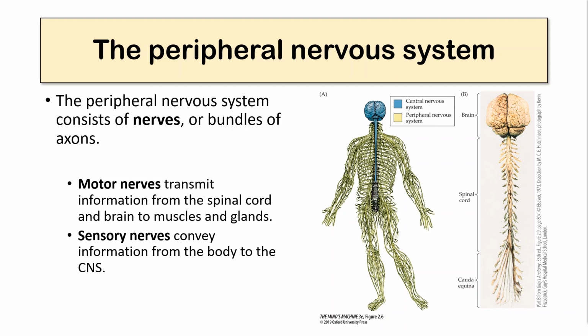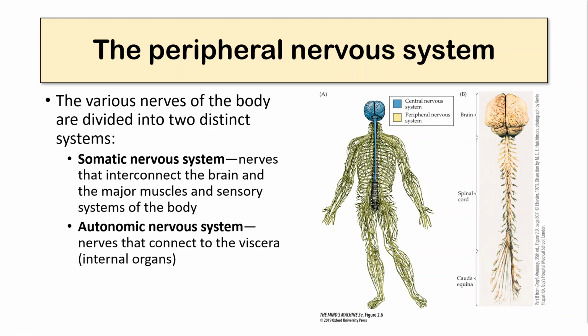Now those nerves can be one of two types. Remember, we have motor nerves, which are collections of motor neuron axons, so they're the main output, and sensory nerves, which convey information from the body to the CNS. The peripheral nervous system can also be further divided into two distinct systems.